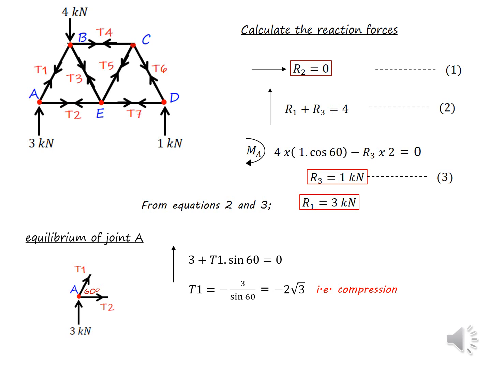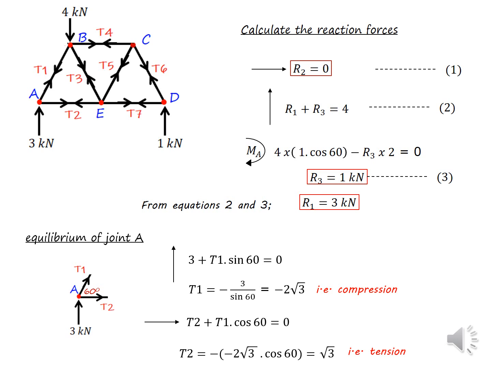Now with mathematics we can calculate T1 from this equation. T1 equals minus 2 root 3. Now what is this minus sign telling us? Minus means, initially we assumed that T1 is under tension, but by getting a minus answer, this member AB is under compression.